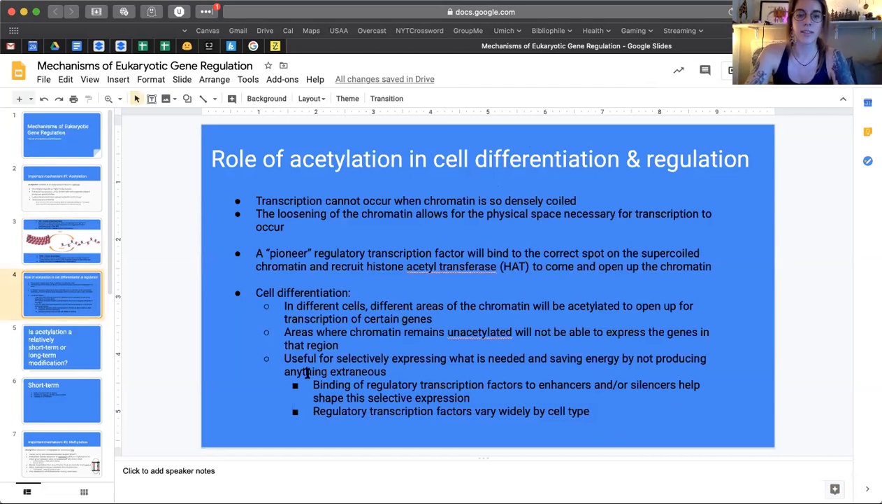And then once those transcription factors are bound, that's what's going to cause that conformational change, which will either enhance or repress expression, which is why we have enhancers and silencers. They're both just DNA sequences, but we call them different terms just because they have different effects on transcription.